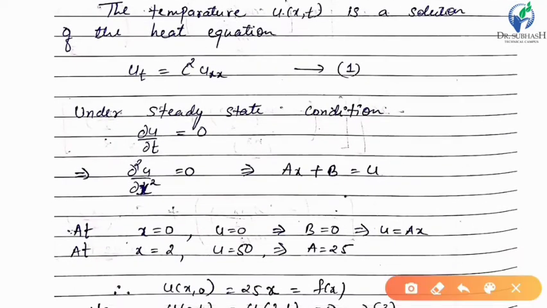So first we'll write the general formula for the heat equation: u_t equal to c square u_xx. Now under steady state condition it is given that del u upon del t will become 0. So obviously del square u upon del x square will equal 0. What I am doing is integrating this equation 2 times. So after integrating this equation 2 times, I get my equation as ax plus b equal to u.